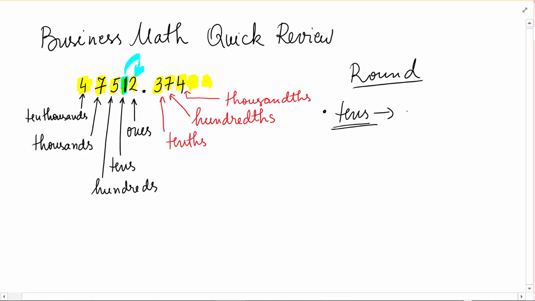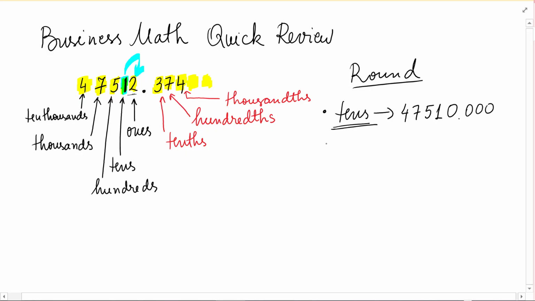So what that means is we copy 4751, right? The 1 remains unchanged, and of course everything that is to the left of it, and everything else becomes 0. And I can put zeros here, or the zeros after the decimal point really don't matter. So rounding 47,512.374 to the nearest tens is 47,510. Because if you think about this 12, it's closer to 10 than to 20.